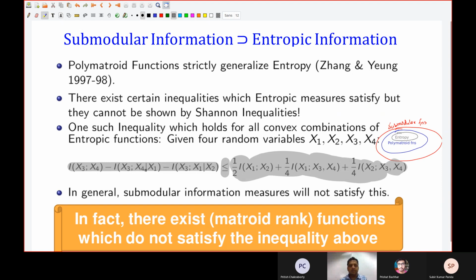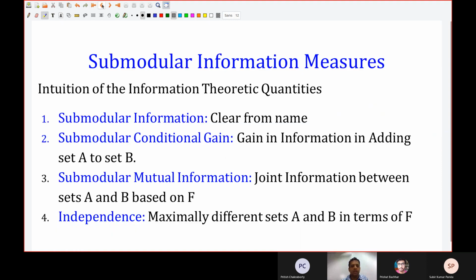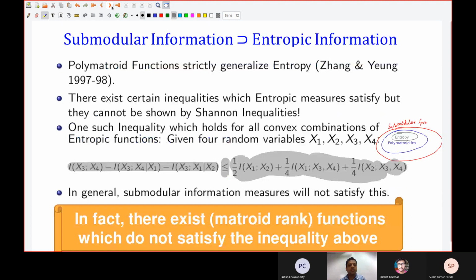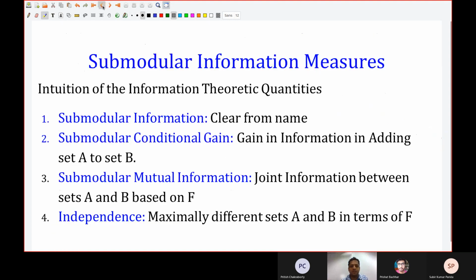This is clear. And that's basically looking at four random variables, so it's looking at combinations of four random variables for which you have a certain inequality, of I of x3 comma x4 minus I of x3 x4 given x1 and so on. We'll not spend more time on this right now. It's a strict subset. So I'm talking about submodular information measures.